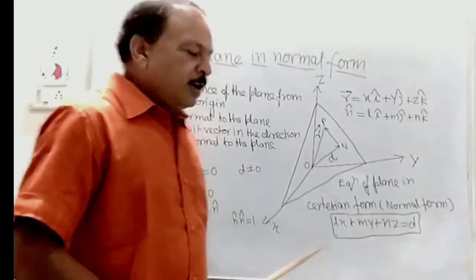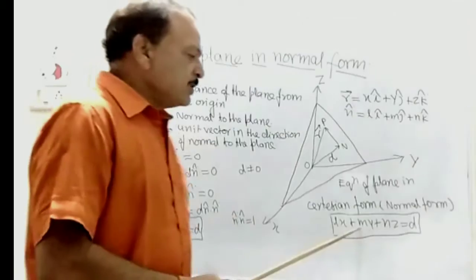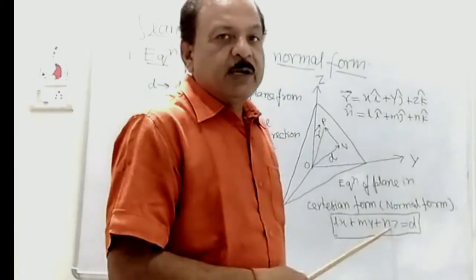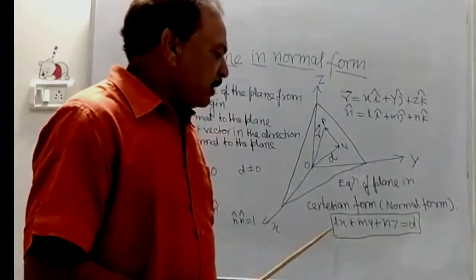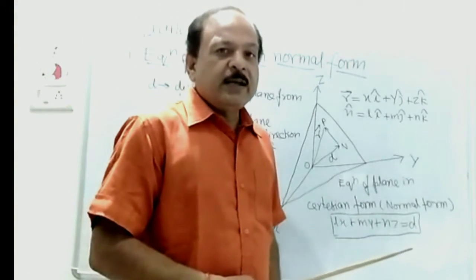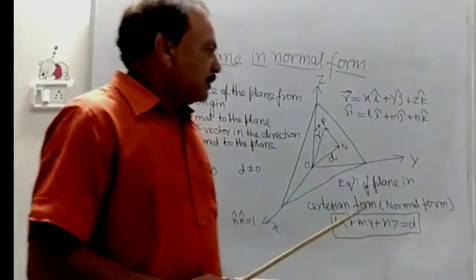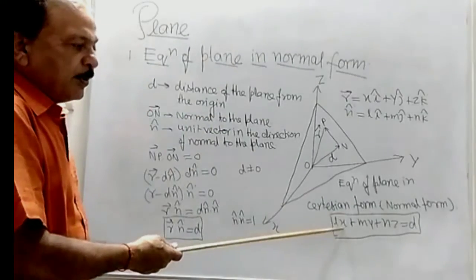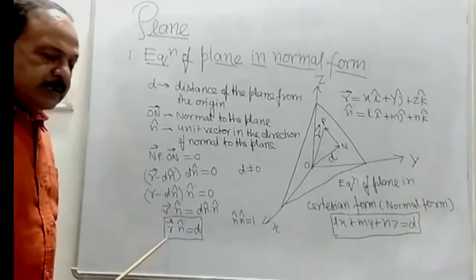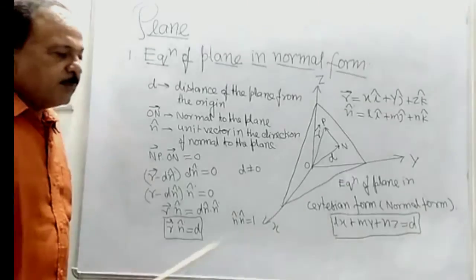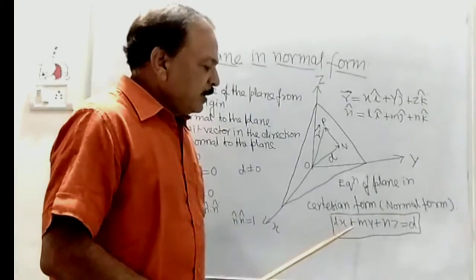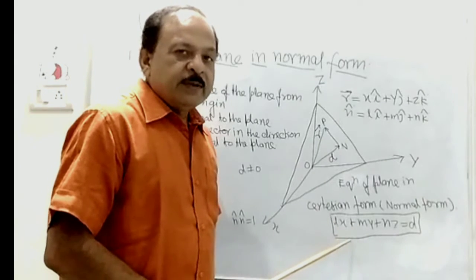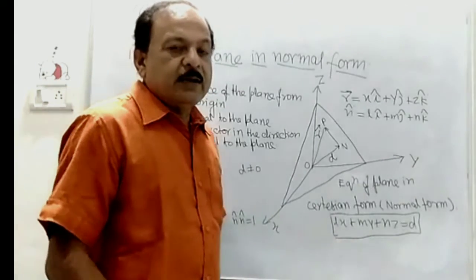If the plane is in the normal form and this is in the unit vector form, r dot n equals d. If the equation of the plane is in the normal form and d is the distance from the origin, then the coefficient of x, y, z is the direction cosine of the plane. So this is the equation of the plane in the Cartesian form, in the normal form, and this is the vector equation of the plane in normal form. This is the equation of the plane in Cartesian form, and this is the normal form.